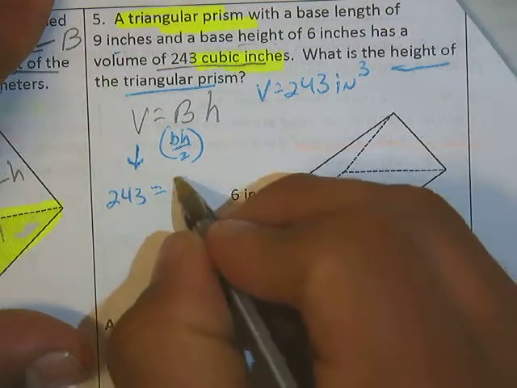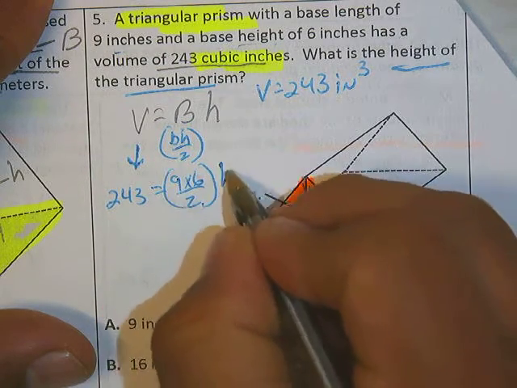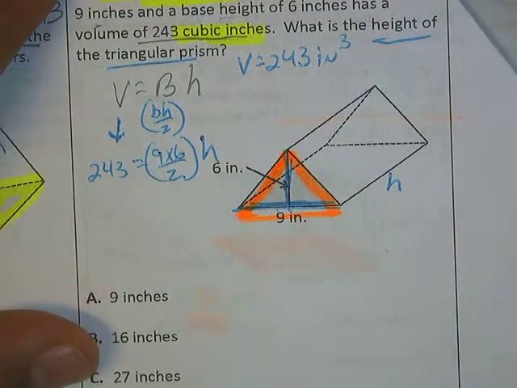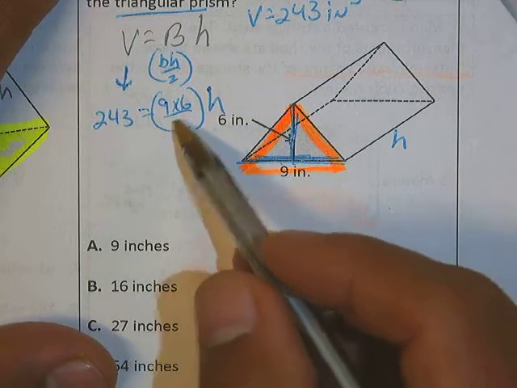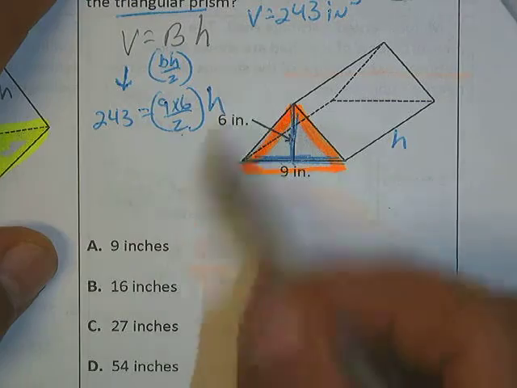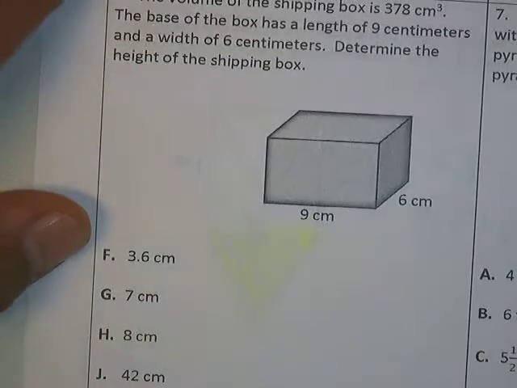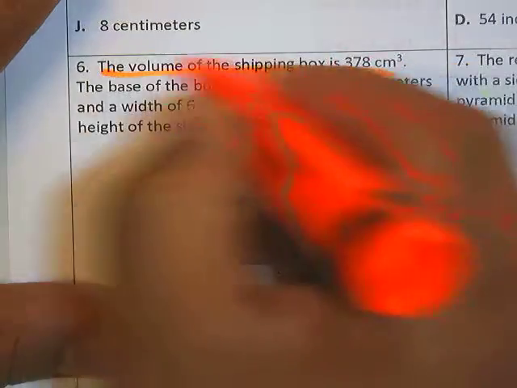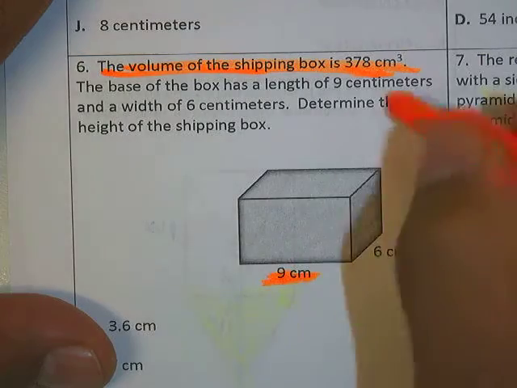Okay, so I know that the base here is a triangle, and to find the area of a triangle I have to do base times height divided by 2. So I'm going to put here 9 times 6 divided by 2 times the height, which is what I'm looking for. So I think from here you can figure this answer out. Just remember, do this first, 9 times 6, and then divide by 2. And then whatever you get, multiply that times one of these, and it has to give you 243.